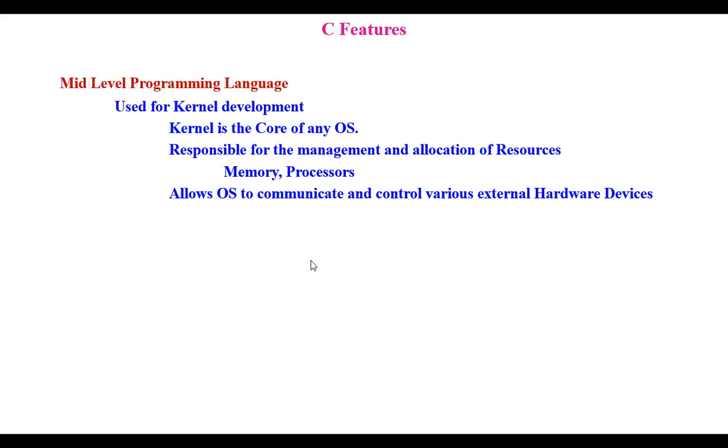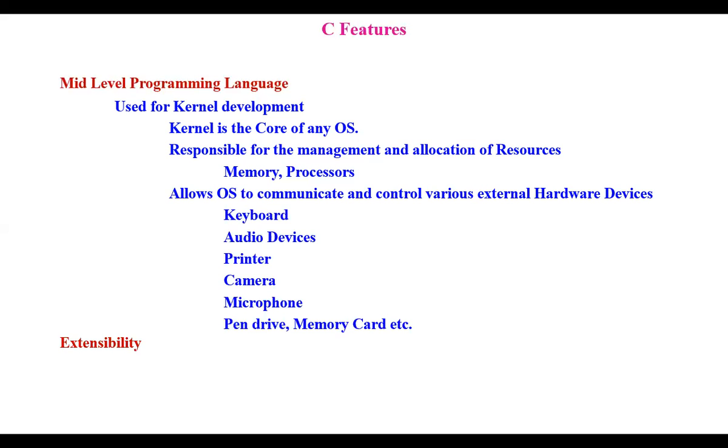It allows the operating system to communicate with and control various external hardware devices. The operating system has to control all the devices which are connected to it, like keyboard, mouse, monitor, scanner, printer, modem, etc. Everything should be controlled. So all this is taken care of by the kernel. Here are the different devices which are connected to the system.